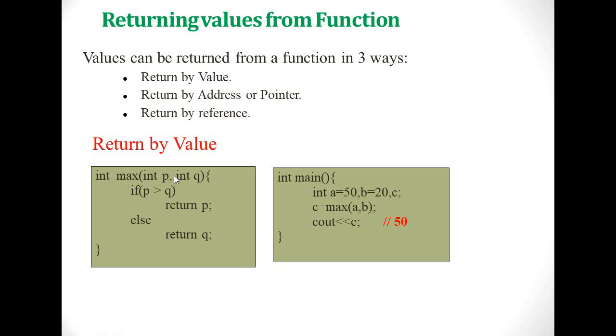The two arguments are passed, p will be holding 50 and q will be holding 20, and then the condition will be checked. If p is greater than q, return p, else return q. Condition checked: if 50 is greater than 20, the condition is true, so 50 will be printed.